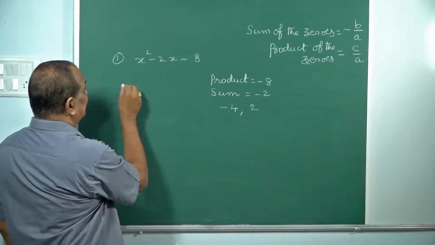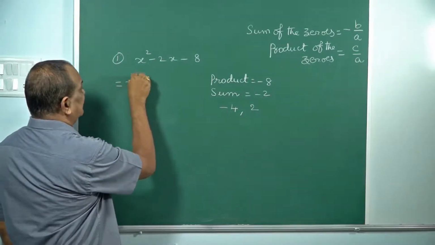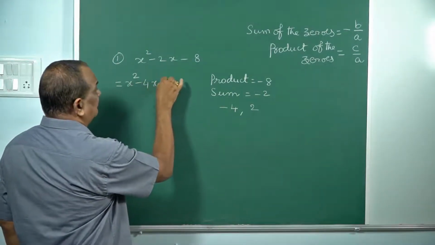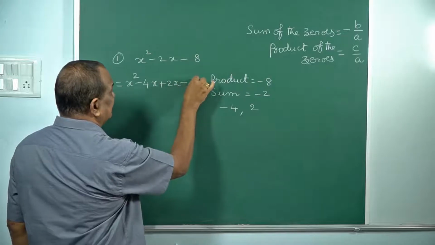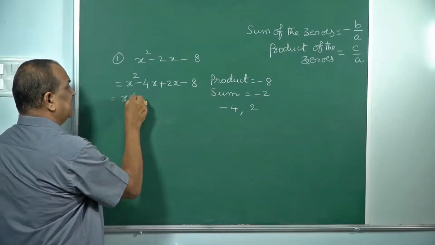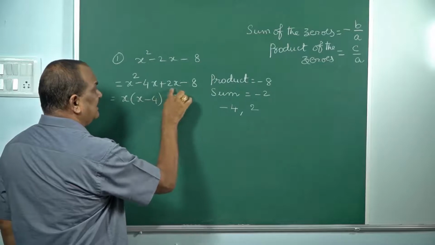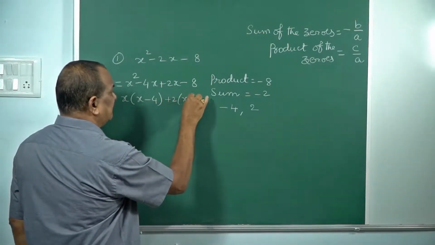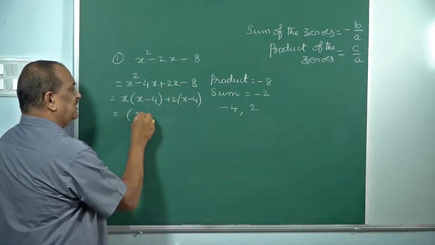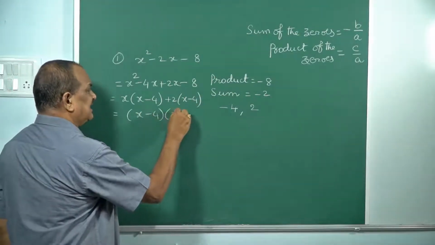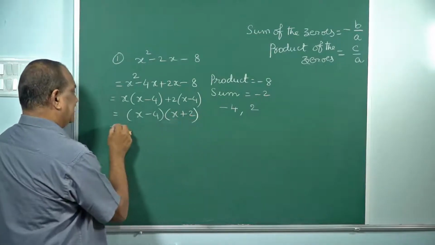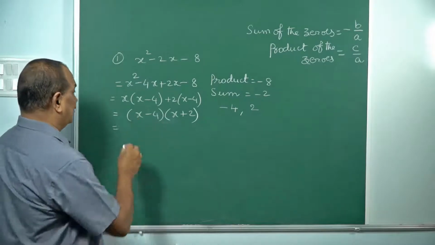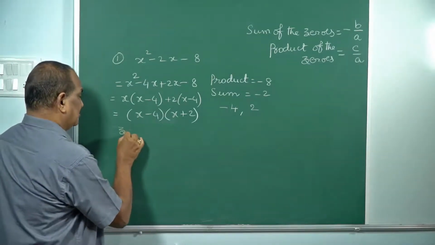So I split the middle term. x square minus 2x is replaced by this and this. Minus 4x plus 2x, and I write minus 8. And x times x minus 4, and in these two, 2 is a common factor, 2 1s, 2 4s, plus 2 times x minus 4, and eventually I have x minus 4 times x plus 2. And remember, zeros are what you are trying to find out, okay, zeros.